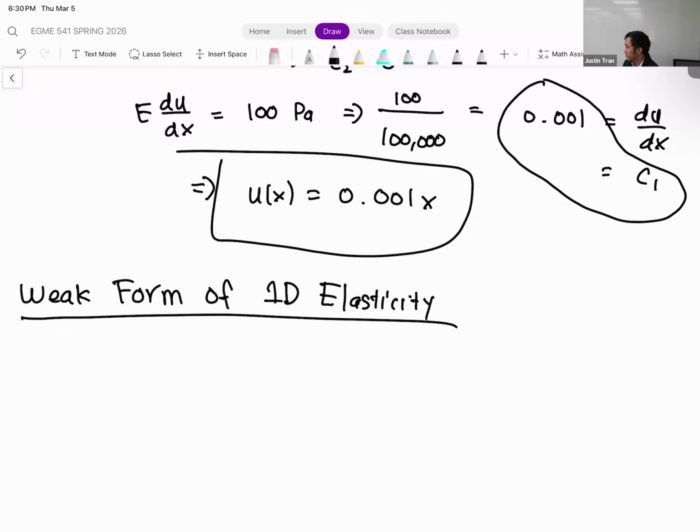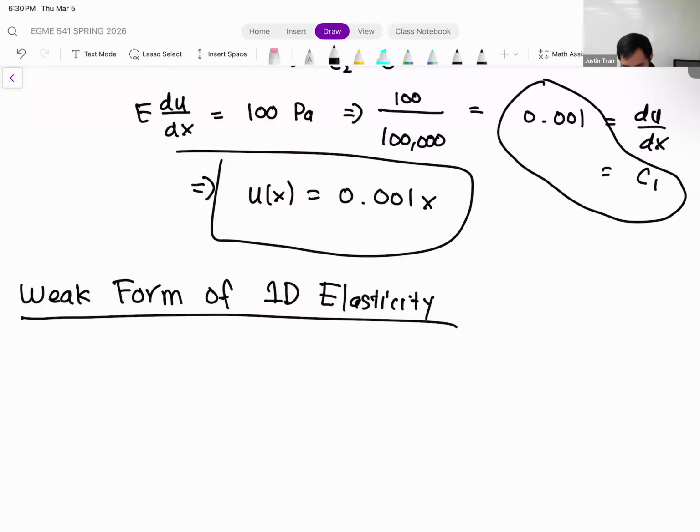Okay. All right, so this is the part where you guys will probably see this for the first time. Our starting point for the weak form is actually going to be the strong form, right? The easiest way to get the weak form of a problem is to go from the strong form and then transform it to the weak form.